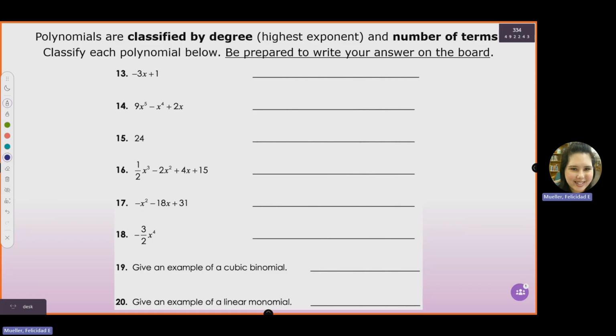So we're going to take a look here. We're going to take a look at number 13, and then I'll let you guys go ahead and try the rest. 13, so it says classify by degree and the number of terms. So the degree here, the highest exponent I have is a 1, so this is going to be a linear. And I only have 2 terms, 1, 2. Binomial.